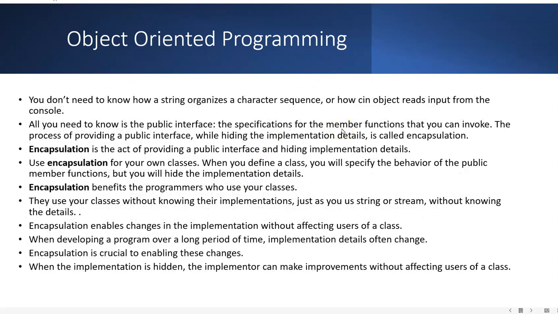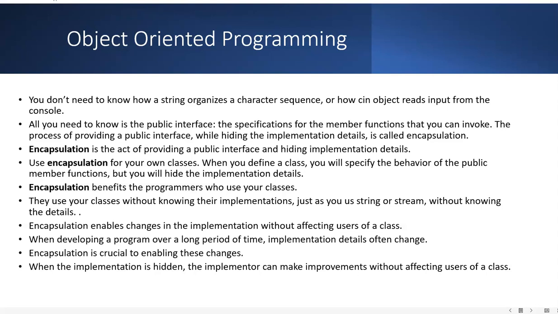Similarly with a string, you don't need to know how a string organizes a character sequence or how cin reads input from the console. All you need to know is the public interface, the specifications for the member functions. Basically, the public interface is the object's contract with the users. It says, I will provide you these services. The process of providing a public interface while hiding the implementation details is called encapsulation. Encapsulation and abstraction are two of the key features of object-oriented programming. There are two others we'll learn about later.